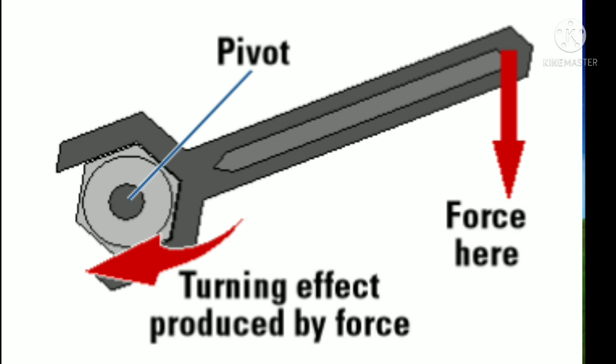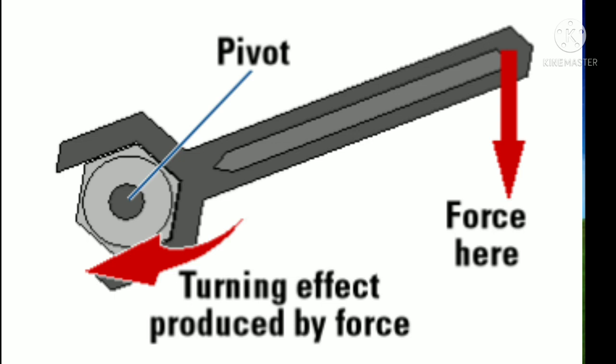So in this spanner we are applying the force at the other end from the point of rotation. When the distance between the point of rotation and the force applied increases, we have to apply less force. So this is the reason the spanner handle is long. If the handle of the spanner is long, it is very easy to apply a force; the turning effect of the force is very easy. And if the handle of the spanner is too short, we have to apply a large force to rotate a screw.